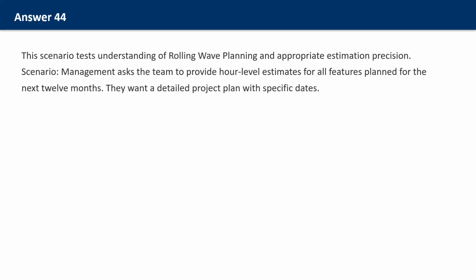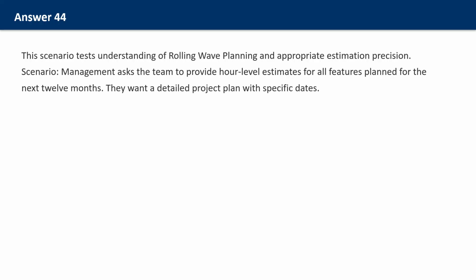Third, propose a progressive planning approach. Rather than trying to plan everything up front, schedule regular planning checkpoints. Each quarter, refine the next quarter's plan in detail while updating the longer-term roadmap. This provides the visibility management needs while respecting the reality of uncertainty.